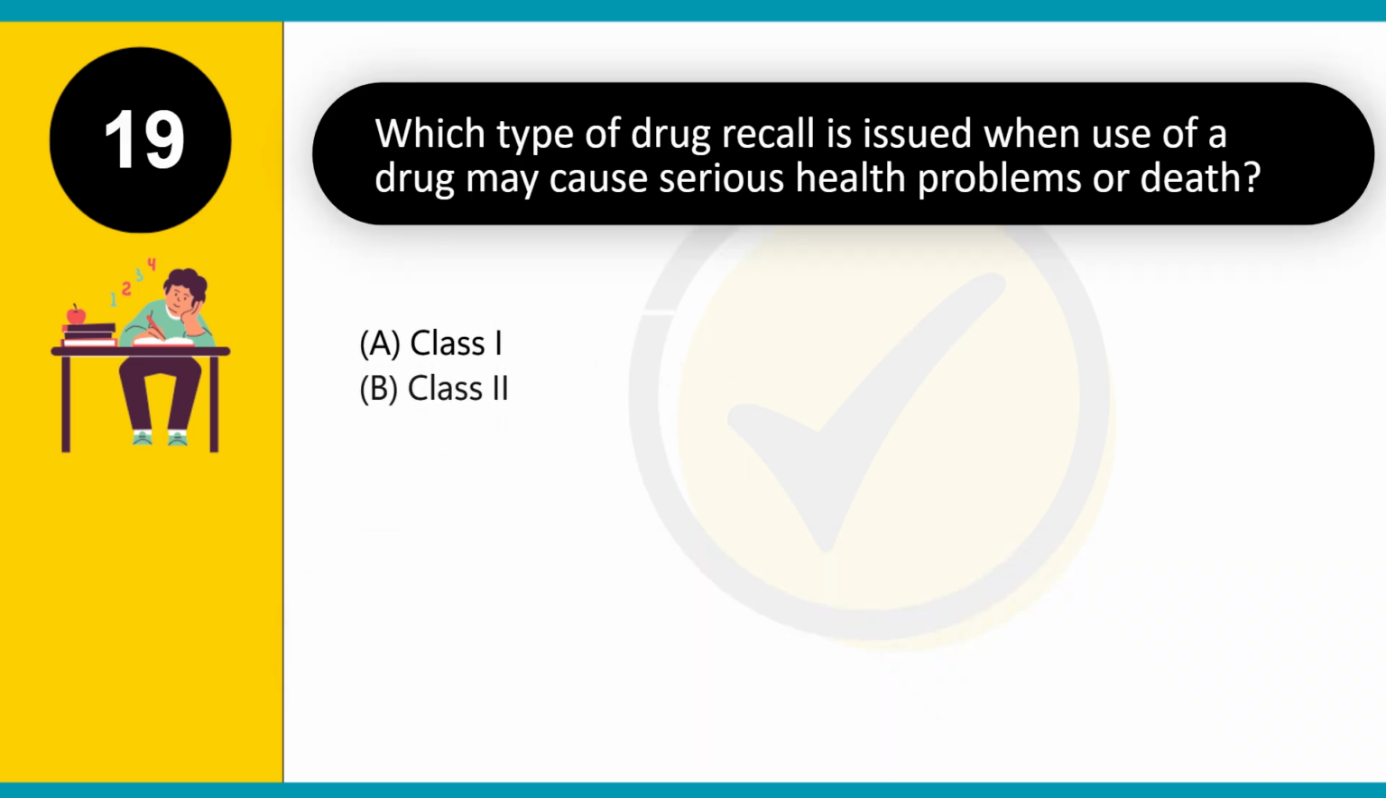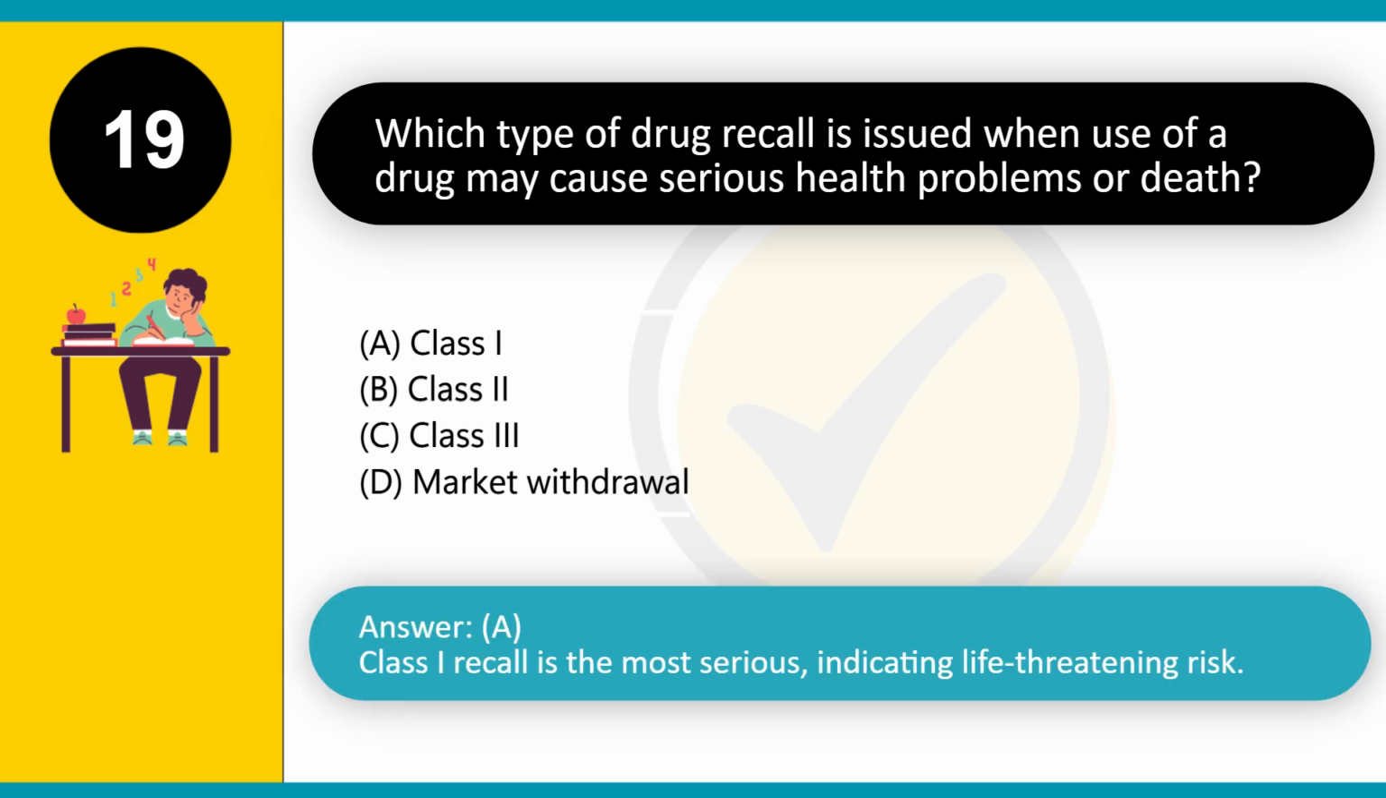Which type of drug recall is issued when use of a drug may cause serious health problems or death? A. Class 1. B. Class 2. C. Class 3. D. Market withdrawal. Answer, A. Class 1 recall is the most serious, indicating life-threatening risk.